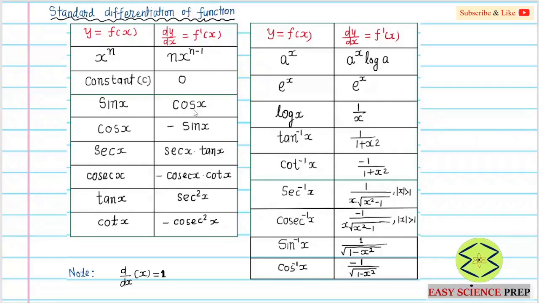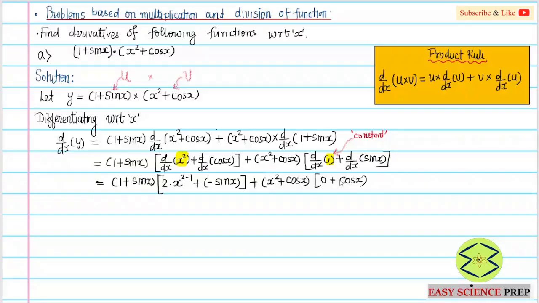The derivative of sin x is cos x, so we can put cos x there. Let me simplify it. 1 plus sin x, and 2 times x raised to 1, so it is 2x minus sin x. Here it is x square plus cos x times only cos x. So this is your final answer.